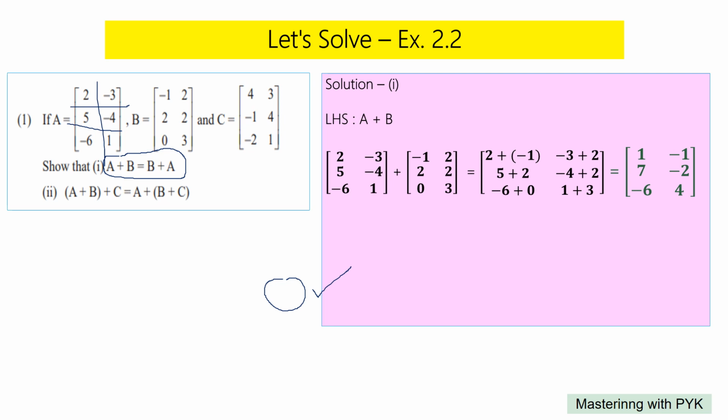Left hand side says you have to add matrix A with B. So this is your matrix A and this is matrix B. Addition is quite simple. In addition, we add the elements of the respective positions, right? So 2 will get added to -1, -3 will get added to +2, 5 with 2 and -4 with +2, -6 with 0 and 1 will be added to 3. So this is what we get.